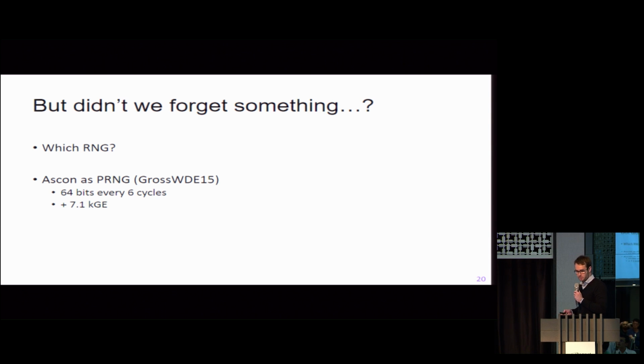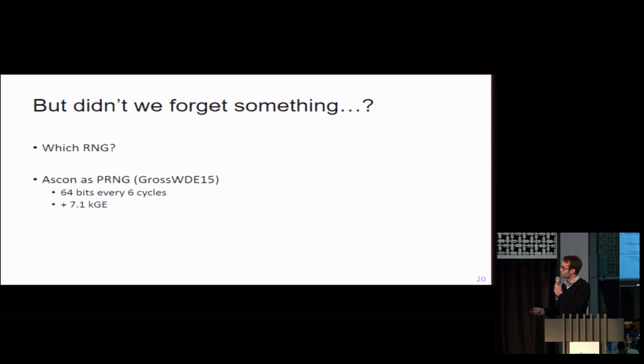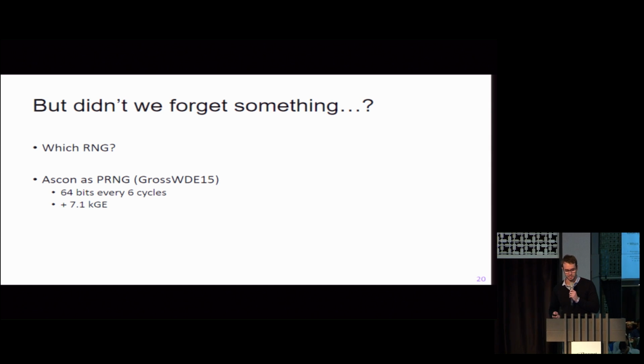We use, again, ASCON from a different paper of ours as a PRNG. And actually, this is not the worst choice you can make. ASCON is a quite good PRNG. It produces 64 bits of randomness every 6 cycles. So on average, 10.5 bits per cycle for an overhead of 7.1 kilogates.